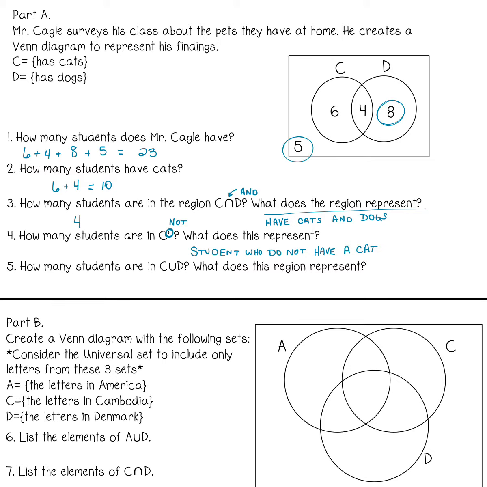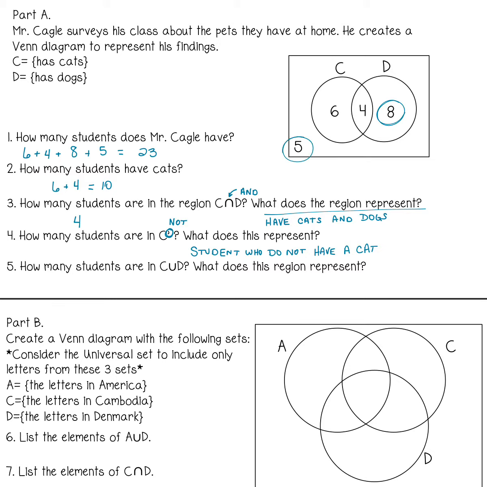So let's go through it line by line and figure out if we have any shared letters. The letter A is in America. The letter A is in Cambodia. And the letter A is in Denmark. So it is going to go all the way in the middle because it is shared by all three. And then we'll take it out of our individual subsets. The letter M is in America, Cambodia, and Denmark. So M gets the same treatment as A. It gets to go all the way to the middle because it's in all three.